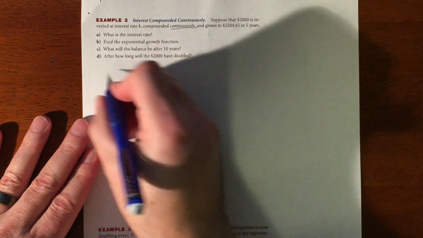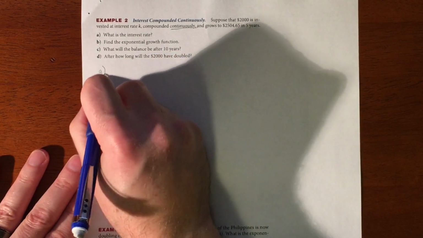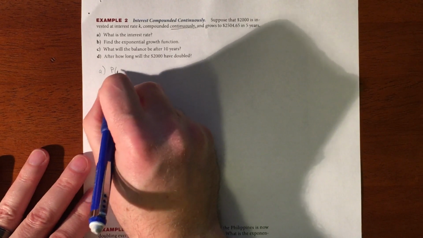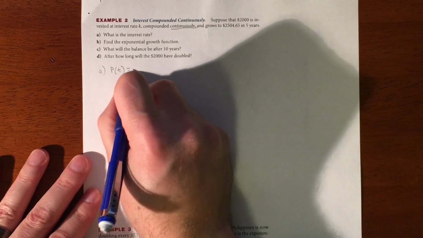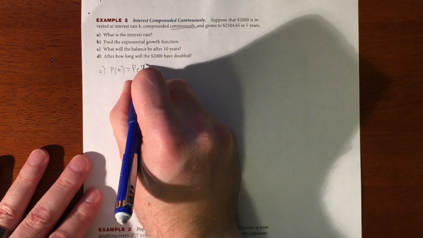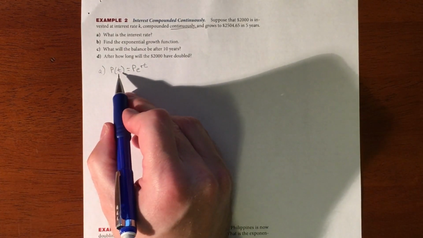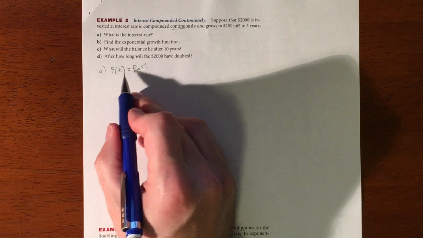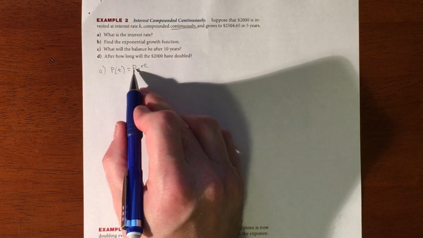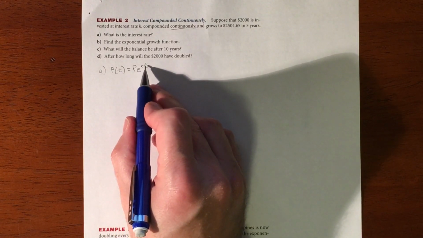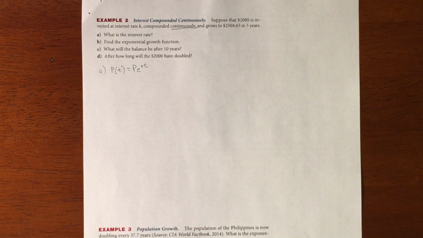So the fact that they use continuously, that tells me that we are looking at a PERT type of an equation. All right, so this is your value with respect to time, so that's going to change as time changes. This is our initial value, this is our rate, and this is our time. So I'm just going to plug in some of the values that they tell us.